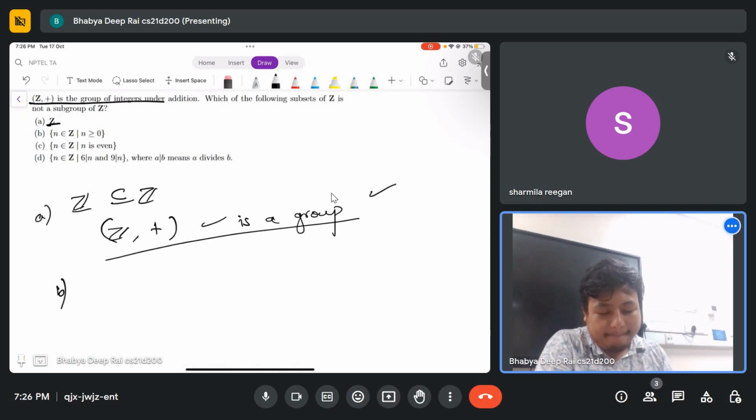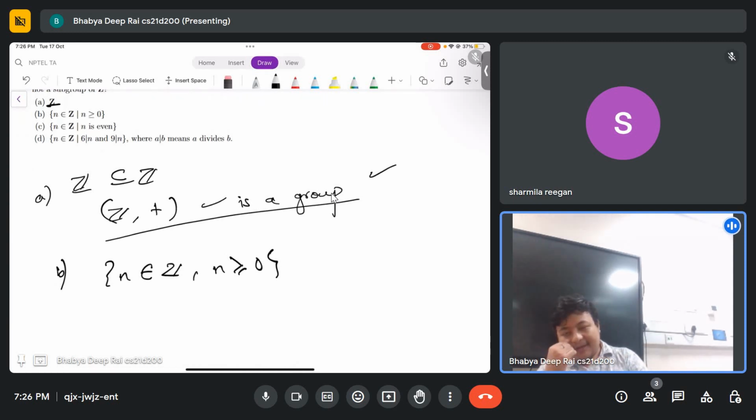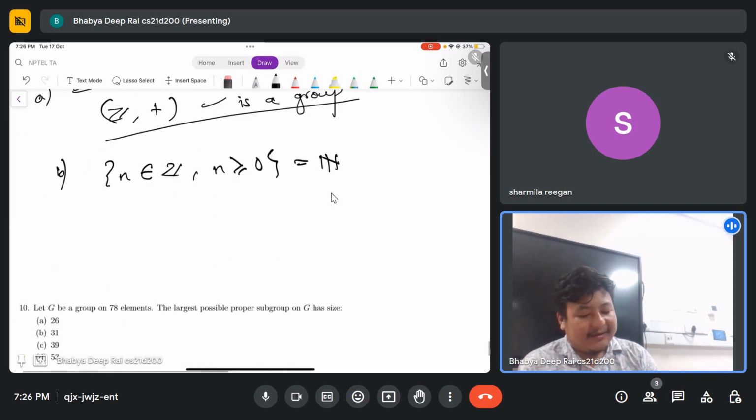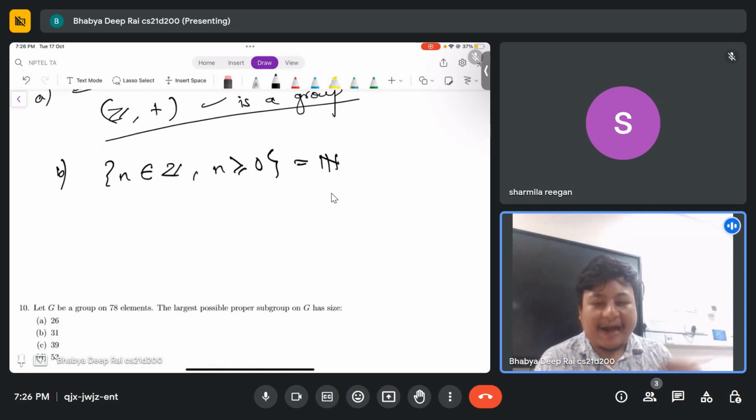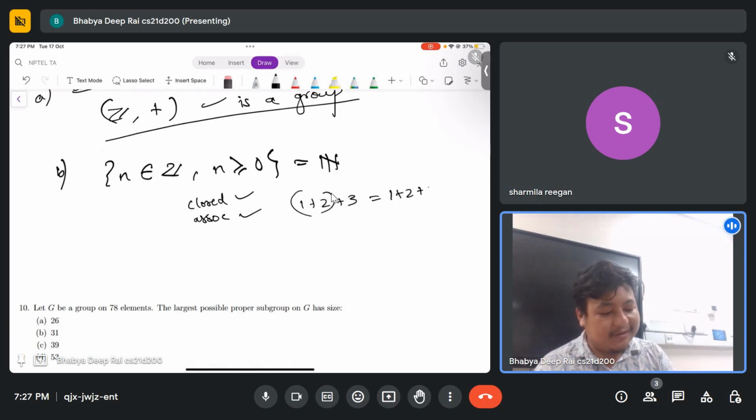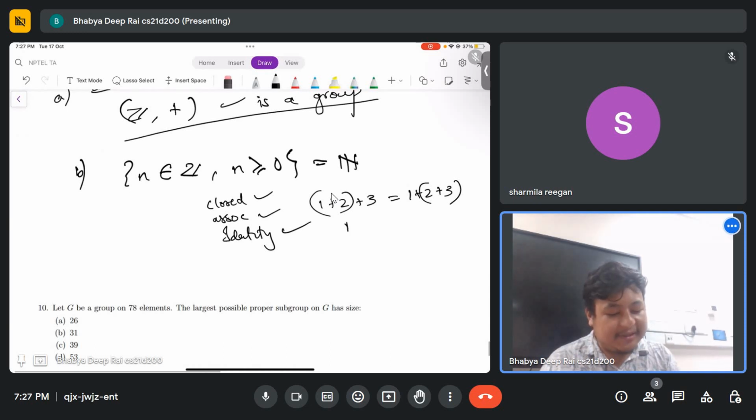Well, let's look at B. It is the set of all integers greater than or equal to 0, or in other words, the set of natural numbers. Is this a group? Let's verify the properties. If you add two natural numbers, you will still get a natural number, so it is closed. Associativity: it doesn't matter in which order you add, 1 plus 2 plus 3, whether you do this first or this. Identity exists, because 0 is the identity.